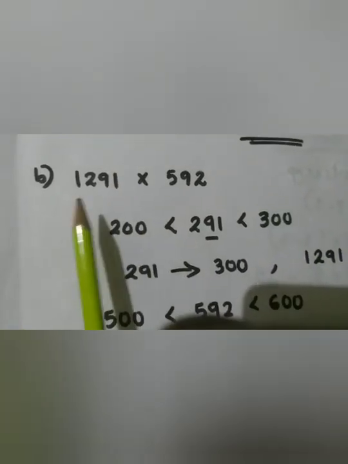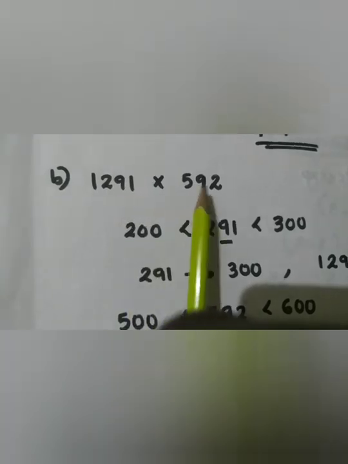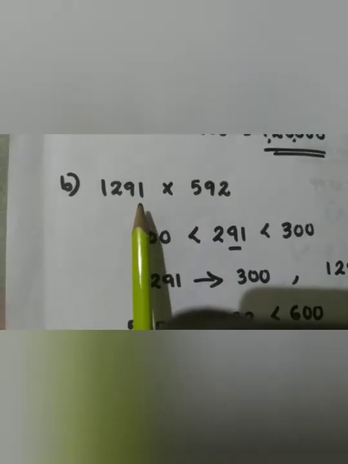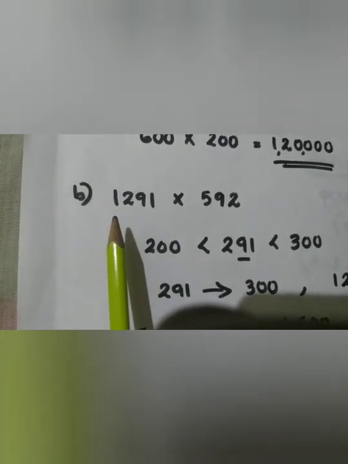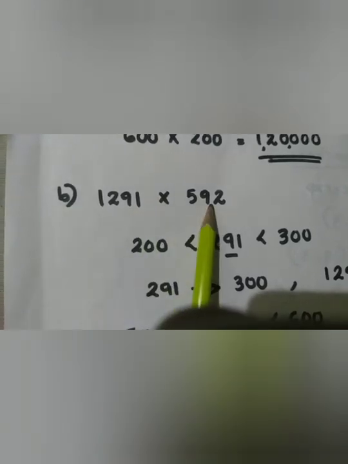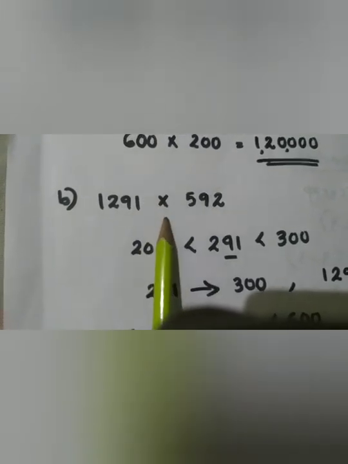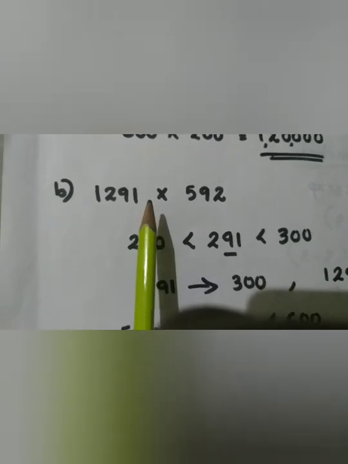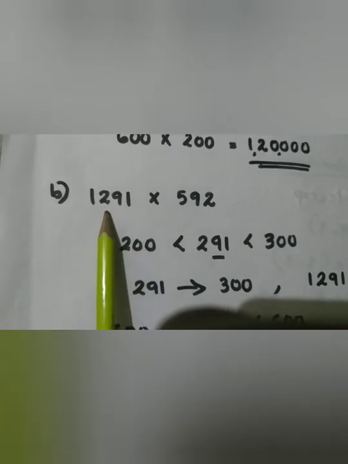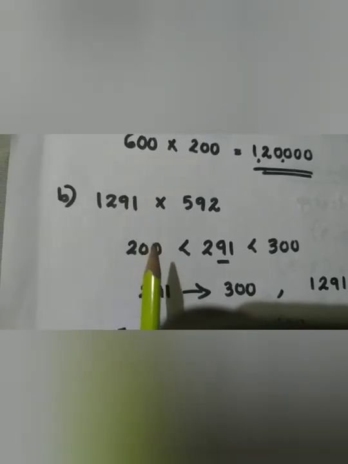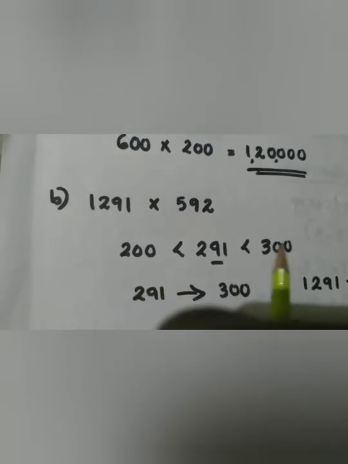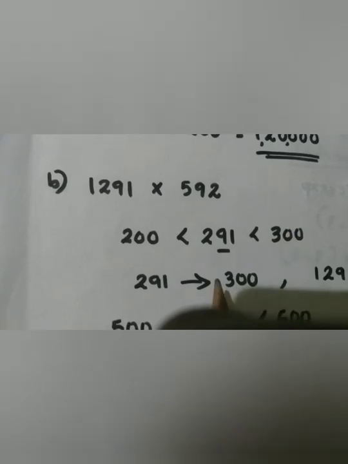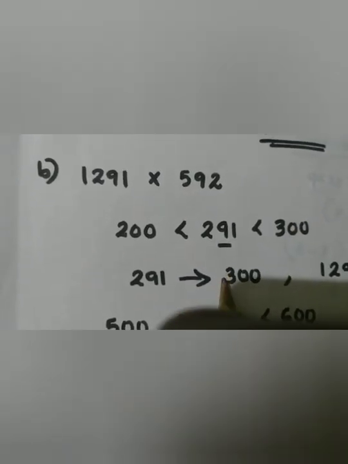Now one more example we will look at. 1291 into 592. Here any way you can do, either round both the numbers to tens or both the numbers to 100, or both the numbers we can't round to 1000 because here we have only 3 digits. So any method you can do. In whichever method the calculation is easy for us, we can follow that. So here I am rounding this number to hundreds. 291 only we need for that. So I took 291. 291 is between 200 and 300. Now 9 comes, means we are rounding up. So 291 is rounded to 300.